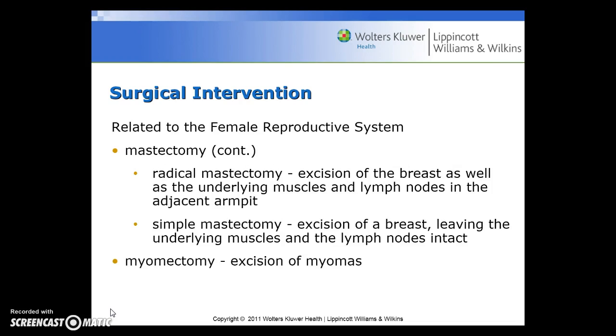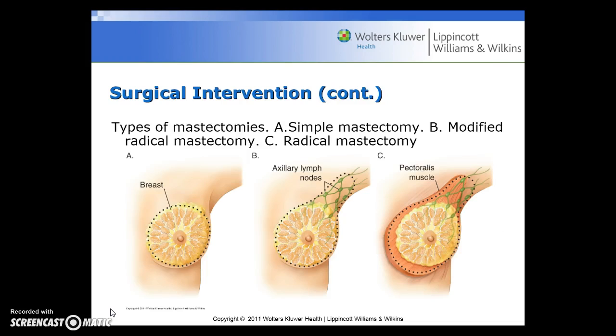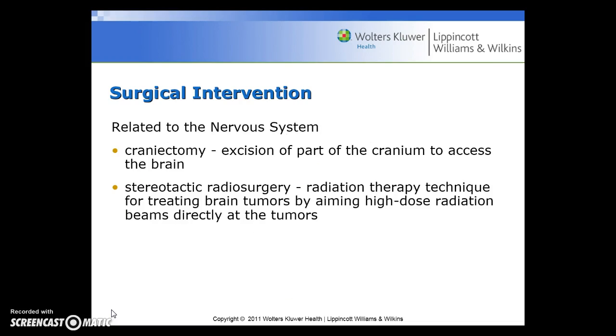A radical mastectomy is the excision of the breast as well as the underlying muscles and lymph nodes in the adjacent armpit. And a simple mastectomy is an excision of the breast, leaving the underlying muscles and lymph nodes intact. And a myomectomy is an excision of the myomas. So here we can see the three different types of mastectomies: the simple, the modified, and the radical, where it's superficially the breast and then the lymph nodes and the pectoral muscles involved in that.